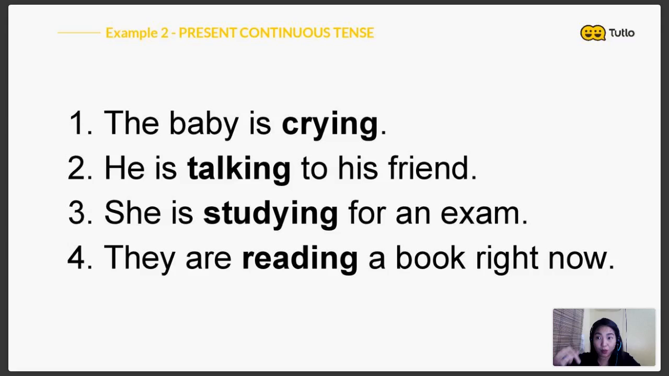Okay? So, I want to ask you guys to give me an example of a sentence using the present continuous tense. Remember, it's verb plus ing. Crying, talking, studying. What do you think? Do you have an answer? What are the things that you do or are you doing right now? Or just a basic example.